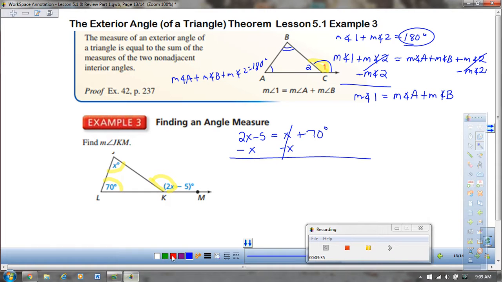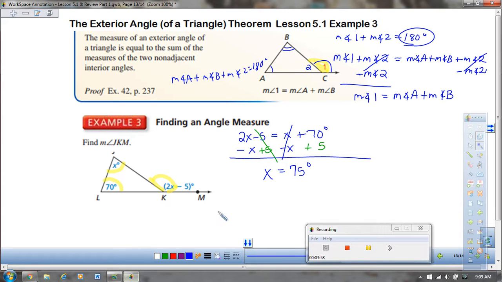And then at the same time, I'm going to zero out the 5 on the other side, so I'm going to add 5 here. And what I do to one side of the equation, I have to do to the other. So when you look at it, 2x minus x gives me x. 70 plus 5 gives me 75. So x is 75 degrees.